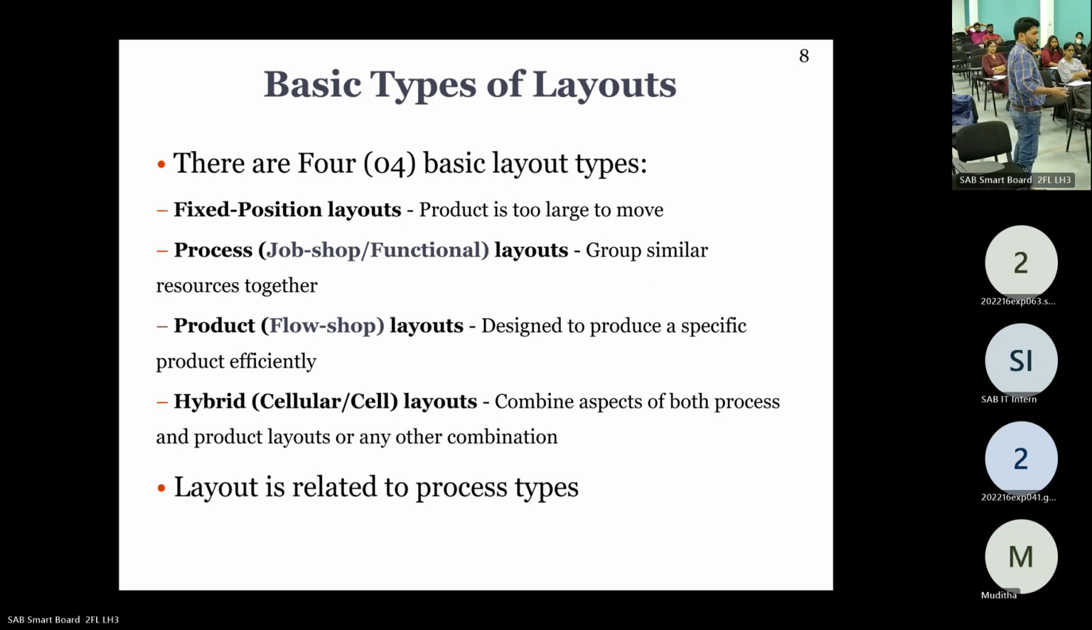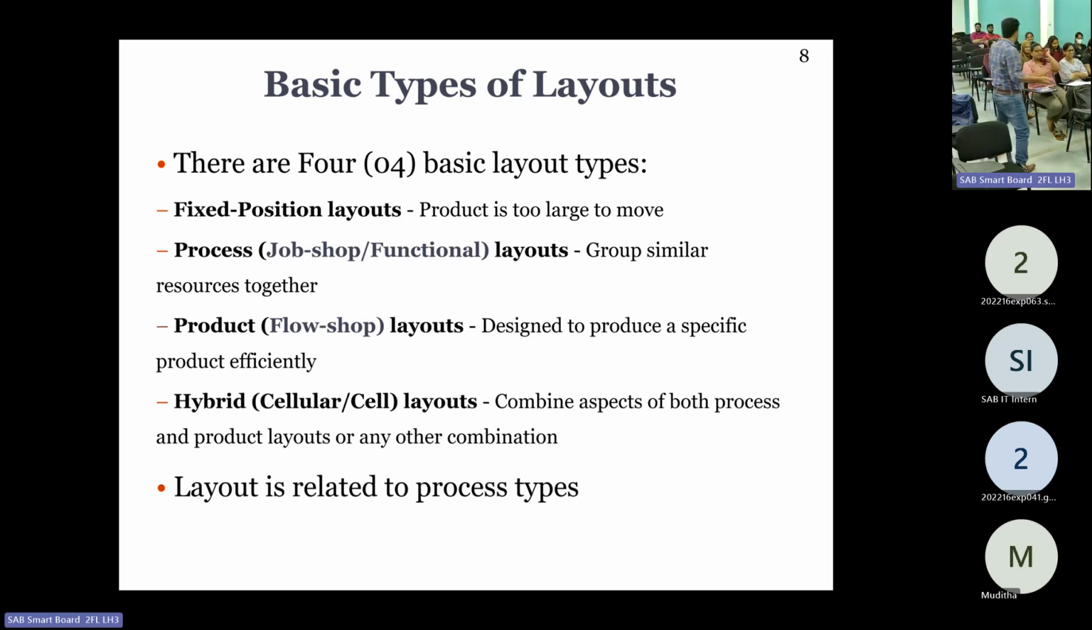The third one, especially in industrial sectors, we see is product-oriented layouts, also known as flow shop layouts, and that is exactly what we consider as assembly lines. Assembly lines. That type of layouts are known as what? Product-oriented, fixed position, maybe? Product-oriented layout. Correct.